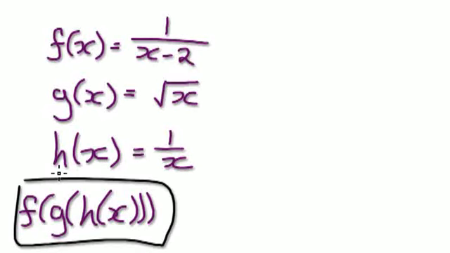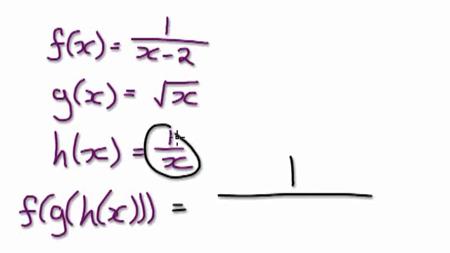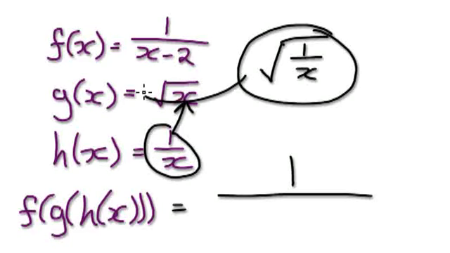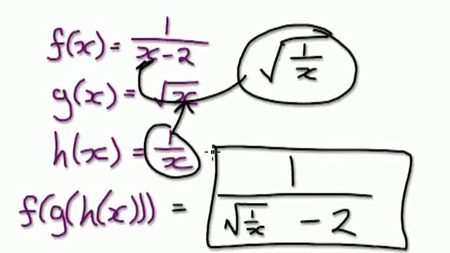So this function here equals 1 over, well, remember that when we put this into here, it looks like this: 1 over x. So this thing here, we've got to put it into here. So it will look like this: root of 1 over x, and then minus 2. Okay, so this complicated function here is this thing here.